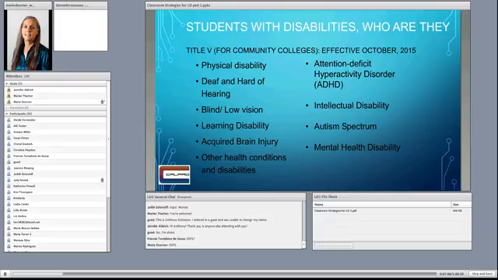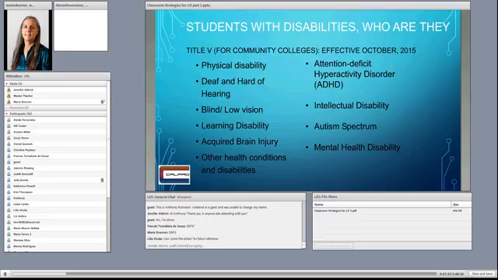The law just changed in October 2015. They put in a new law to change the names of the categories of people with disabilities. So these are the new names. The community colleges will all use these names as of July 1st, I think.